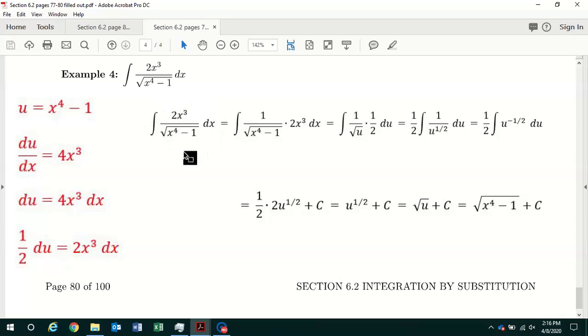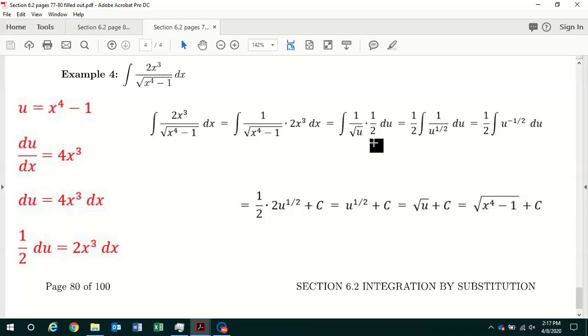Before we do that, we've got to split up this quotient. This quotient can be written as a product of two quotients, 1 over the square root of x to the 4th minus 1 times 2x cubed over 1. And 2x cubed over 1 just simplifies to 2x cubed. So now we substitute, right? Replace x to the 4th minus 1 with u. So we have 1 over the square root of u. And replace the 2x cubed dx with 1/2 du. So we have the antiderivative of 1 over the square root of u times 1/2 du.